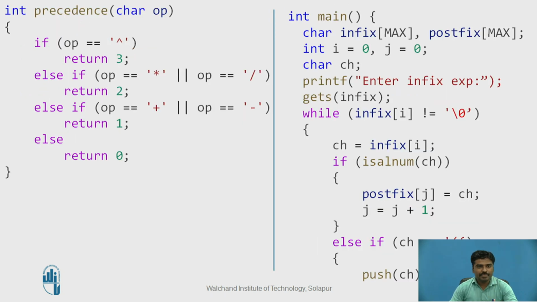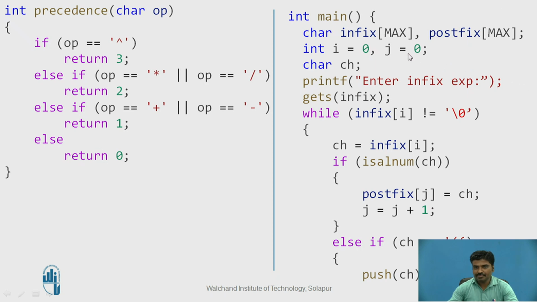Now you have to check the precedence. For that we have used the precedence function. If the passed character op is the raised-to symbol, you have to return its priority, 3. Again, multiply and divide have equal priority, so we return 2. For plus and minus, you have equal priority, return 1, else return 0.